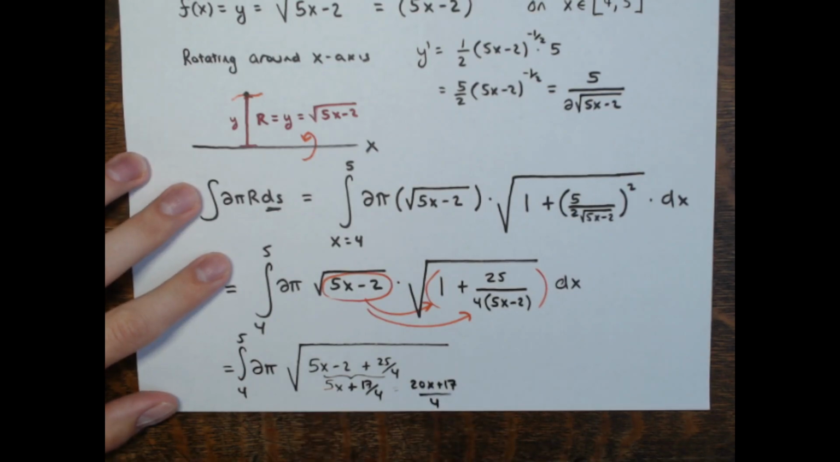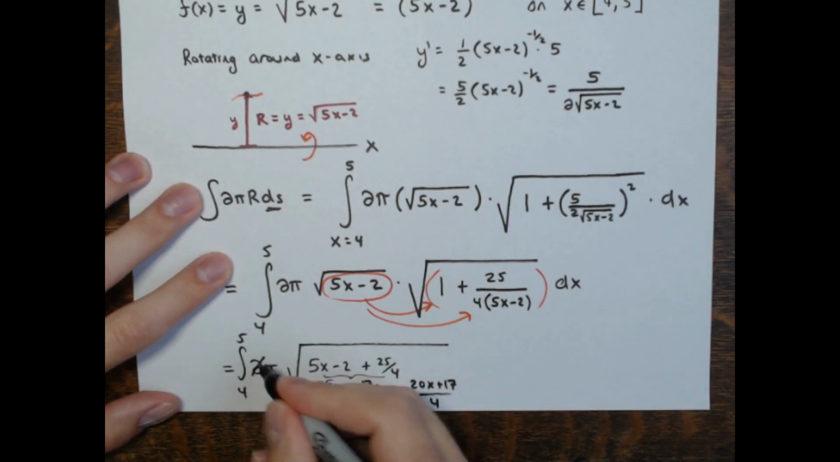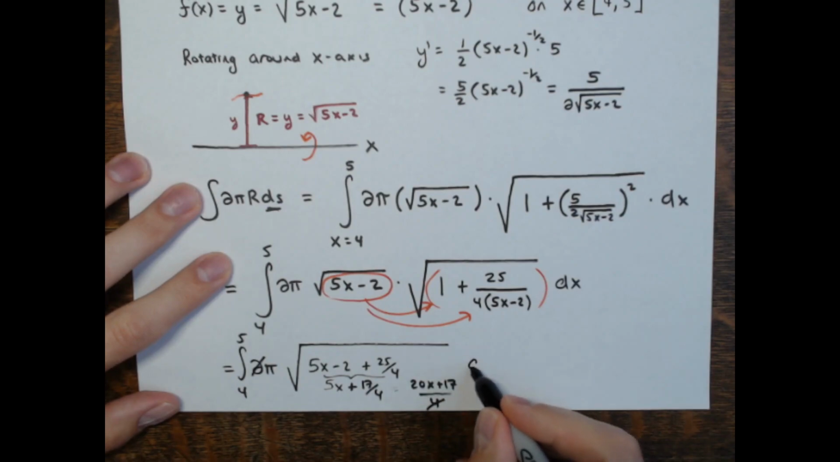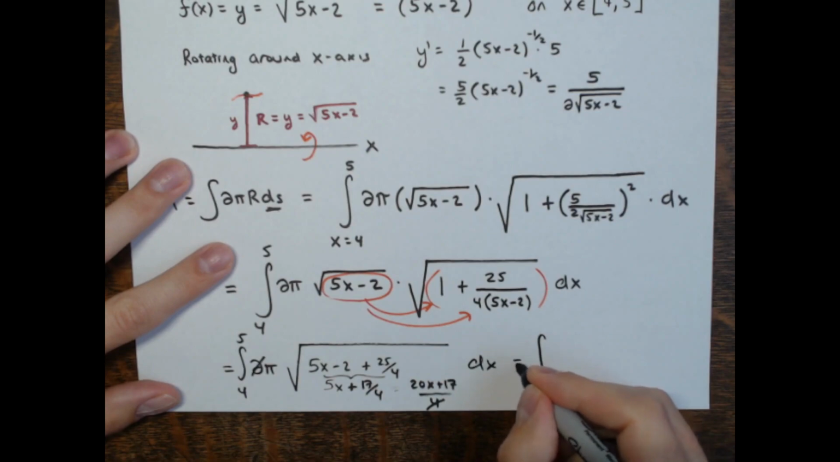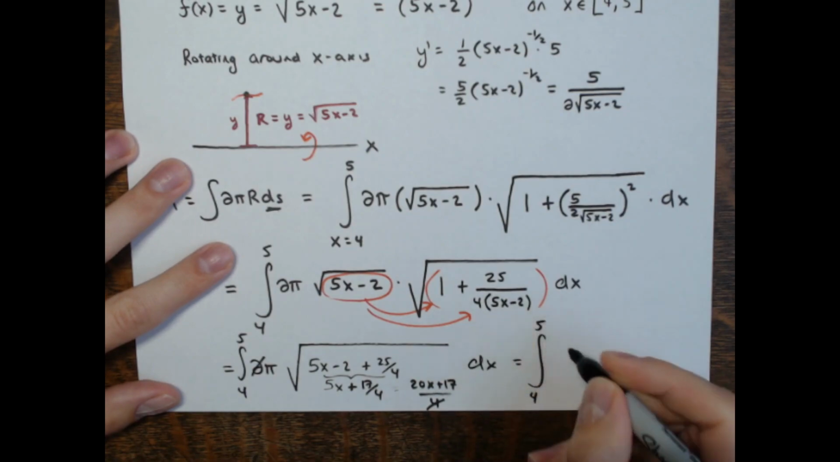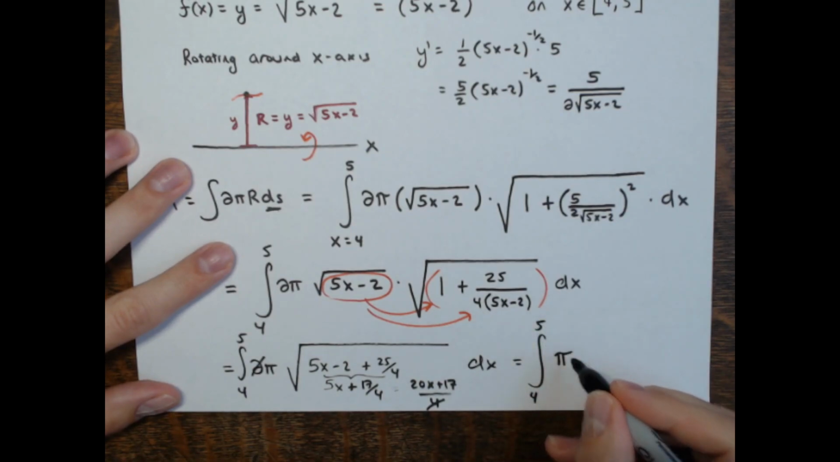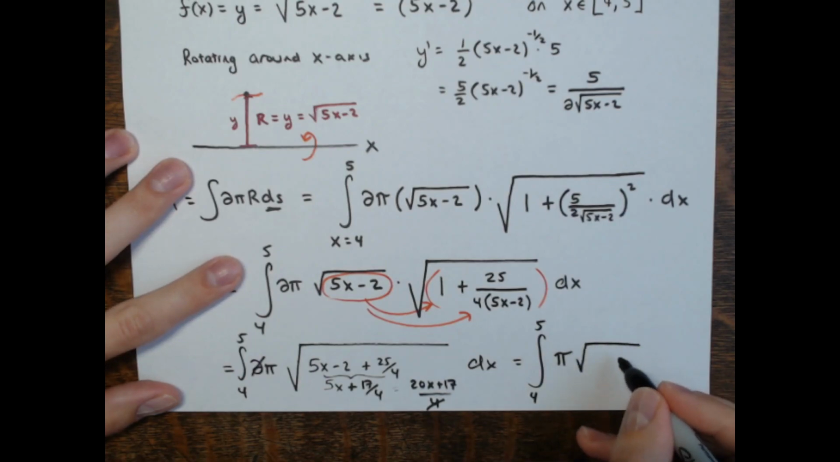All right, multiply that by 4 over 4. And then the square root of 4 is 2, and that'll cancel with this 2. So that'll be gone. So I'll be left with just the square root of 20x plus 17. Sorry about that. But we'll be left with this. The integral from 4 to 5 of just pi times the square root of 20x plus 17.